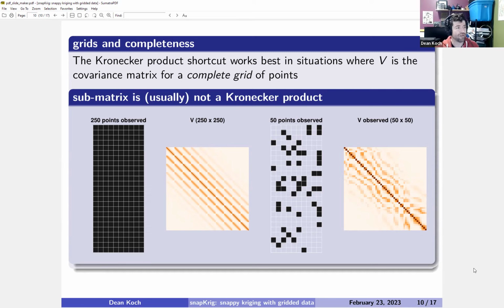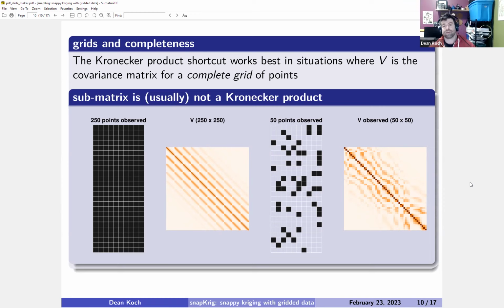Now, if we go and take points out at random and we say that there's only 50 points in this grid that are actually observed, the covariance matrix under the Gaussian model becomes just the submatrix of the one on the left, with all the rows and columns corresponding to the observed data. So you basically take the matrix on the left and you chop away some of the rows and columns, and what you're left with is this matrix on the right. And you can see that there's still some structure there, but it's not as regular.